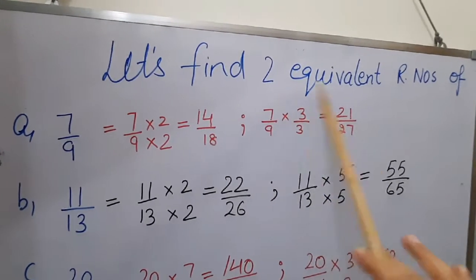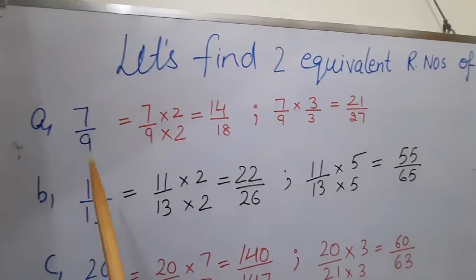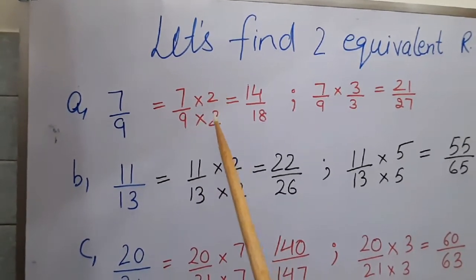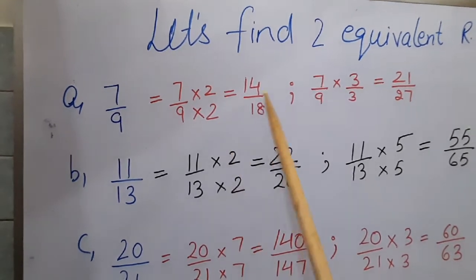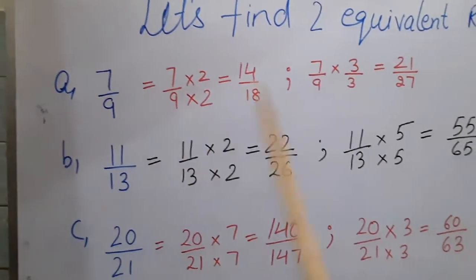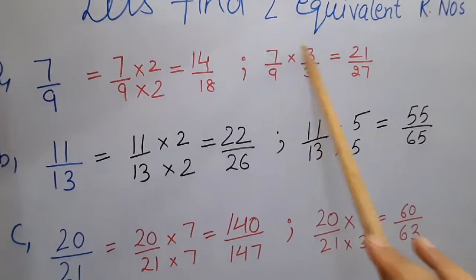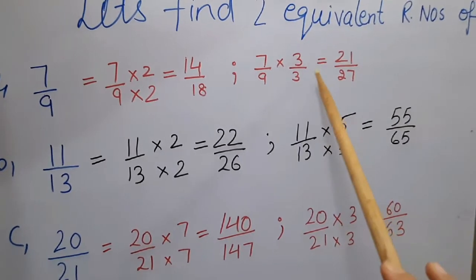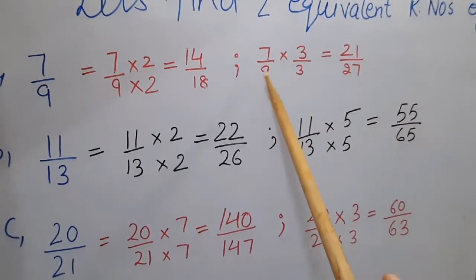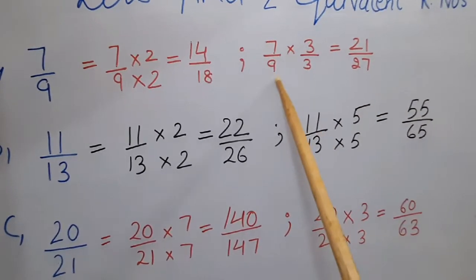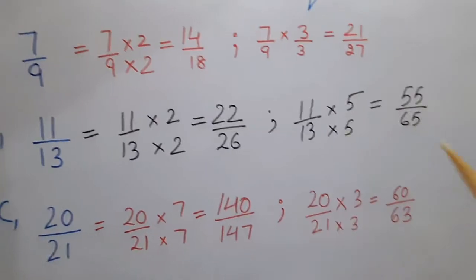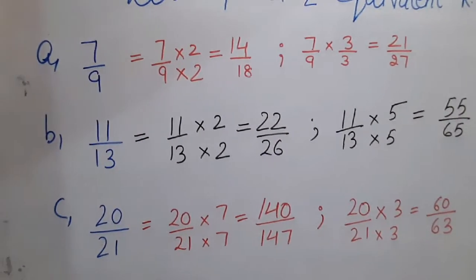Let's find two equivalent rational numbers of 7 by 9. 7 by 9 multiplied with 2 in the numerator and denominator gives you 14 by 18, which is equivalent to 7 by 9. In the same way, if we multiply 7 by 9 with 3 in the numerator and denominator, it comes to be 21 by 27, which is again equal to 7 by 9. In this way, we can find as many equivalent rational numbers for the number.